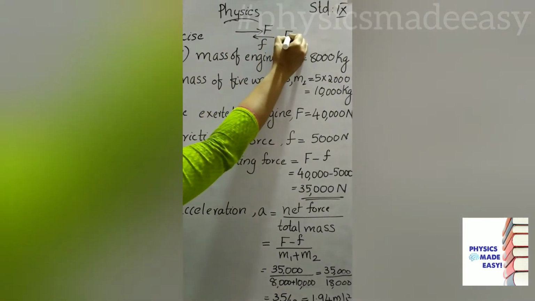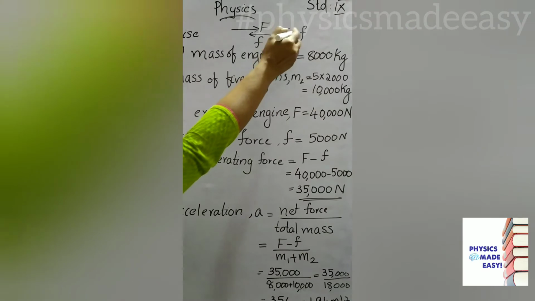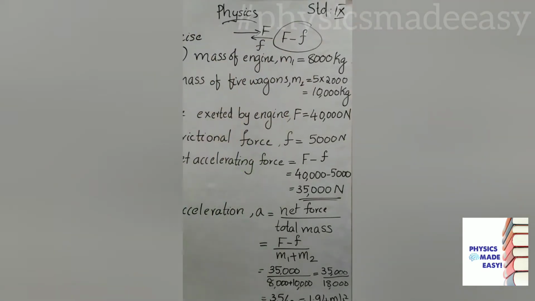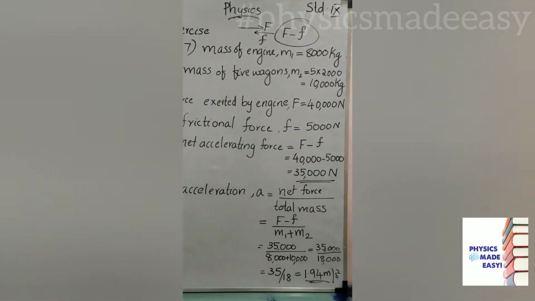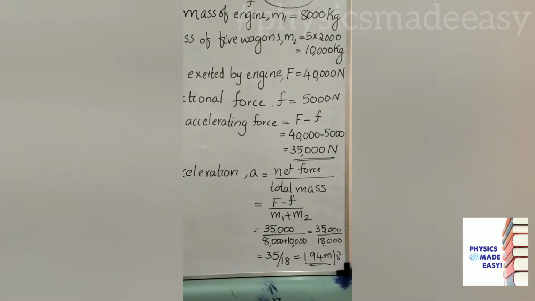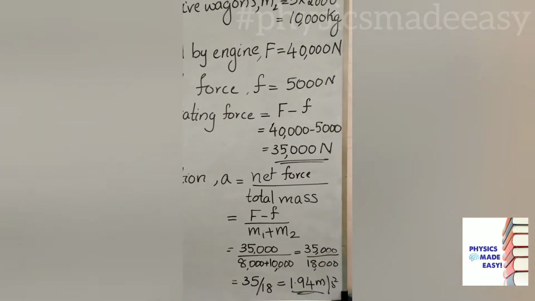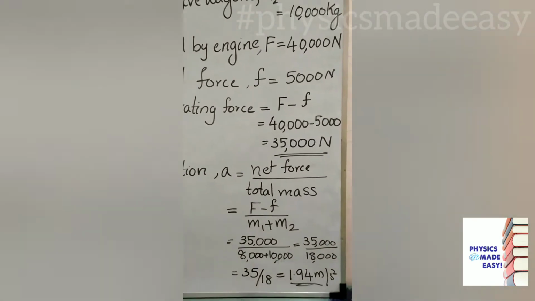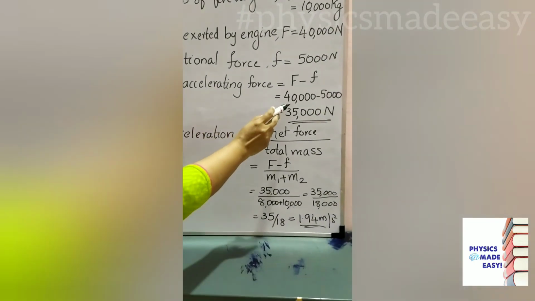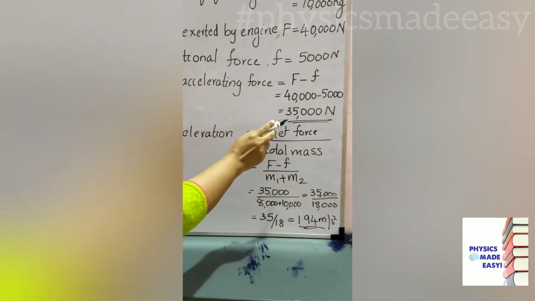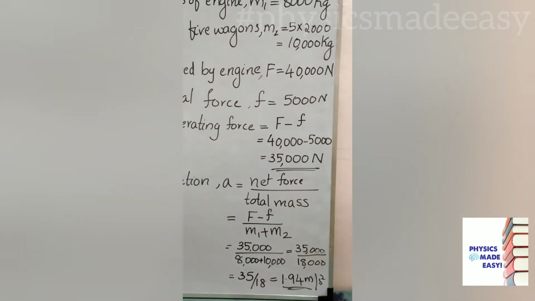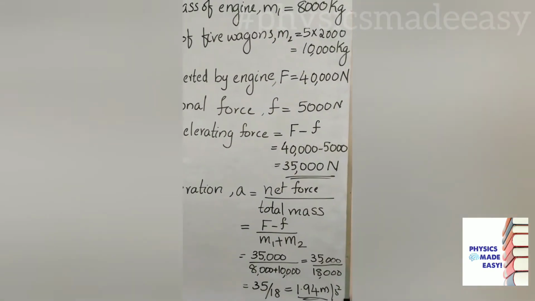Then that net force we can take as F minus f. This is the net force. So here we can write net accelerating force is equal to F minus f, the force exerted by the engine minus the frictional force. Here 40,000 minus 5,000, we can write this as 35,000 Newton. That is the net accelerating force.